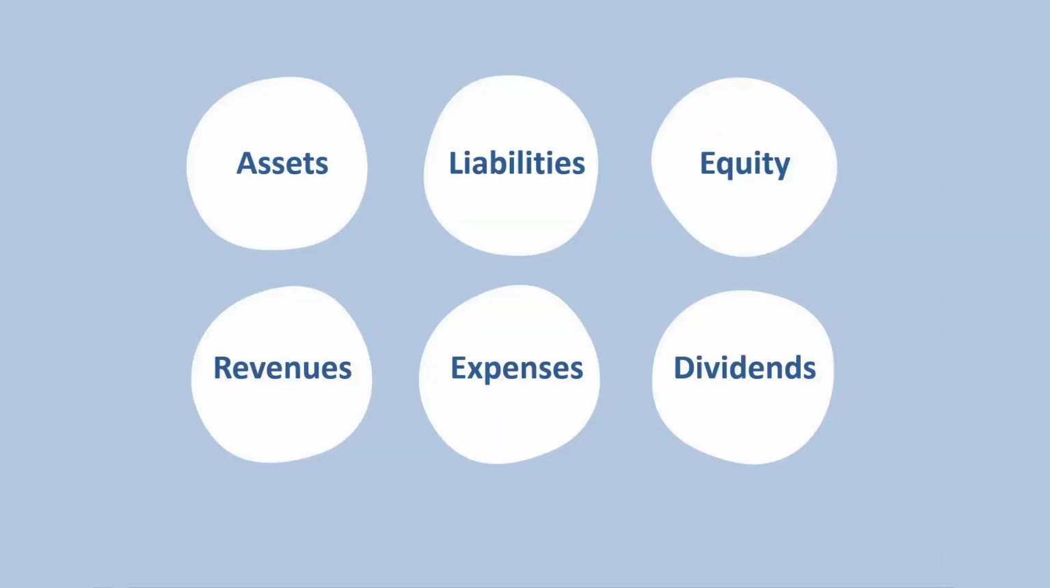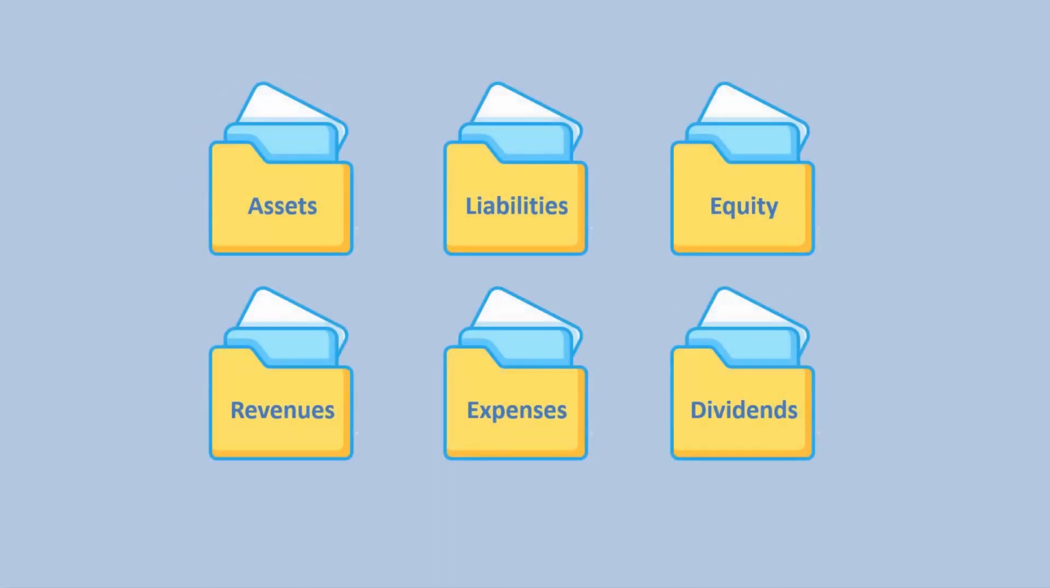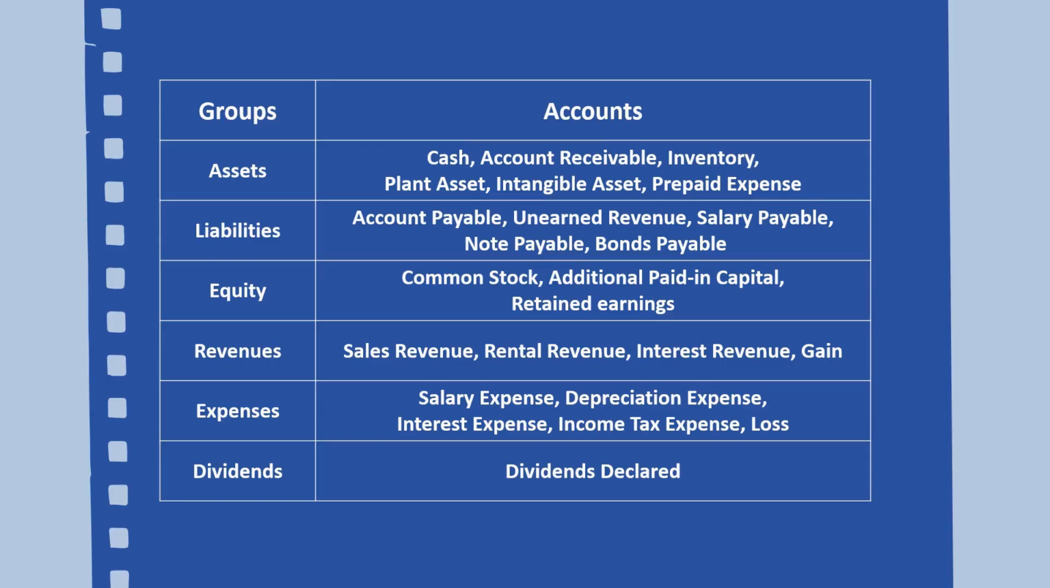Accounts are categorized into 6 groups: assets, liabilities, equity, revenues, expenses, and dividends. Think of them as folders for organizing financial information. For example, cash falls under assets, making it an asset account. Notes payable falls under liabilities, designating it as a liability account. This table lists some common account titles we'll delve into later on. However, an entity can create unique accounts tailored to their specific needs.